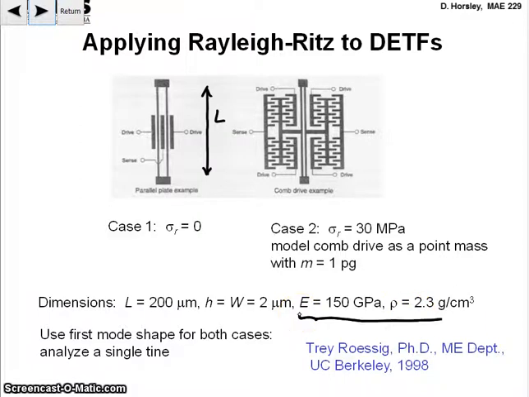So these are the parameters for polysilicon. Okay, and it says use the first mode shape for both cases, and we're going to analyze a single tine. So we're going to assume phi1 of x bar is our normalized mode shape, and we have to calculate WK and WE, the kinetic and the elastic strain energy. So let's do this. The strain energy, WE, is going to be equal to W bend plus W due to the residual stress, sigma. In the case where sigma is equal to 0, this term is not going to be there. So in case 1, there's no residual stress.